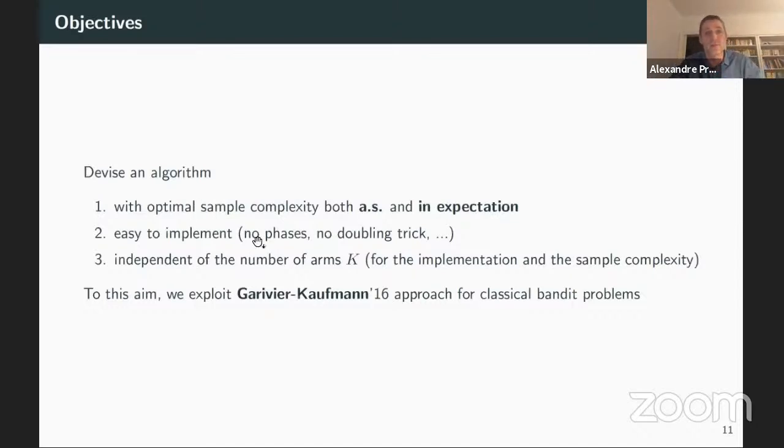So we want to devise an algorithm with optimal sample complexity that is easy to implement. There are no phases. There is absolutely no doubling trick, okay? And importantly, we want the algorithm to scale, so that its implementation and performance do not depend on the number of arms K. To this aim, we will exploit Garivier and Kaufmann's approach, which has been developed to handle classical bandit problems, and we extend and translate these techniques to the linear structure realm.